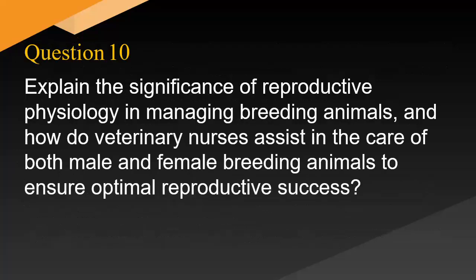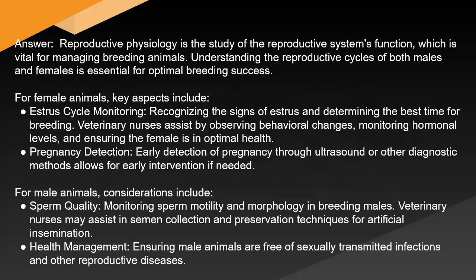Explain the significance of reproductive physiology in managing breeding animals, and how do veterinary nurses assist in the care of both male and female breeding animals to ensure optimal reproductive success? Answer: Reproductive physiology is the study of the reproductive system's function, which is vital for managing breeding animals. Understanding the reproductive cycles of both males and females is essential for optimal breeding success.